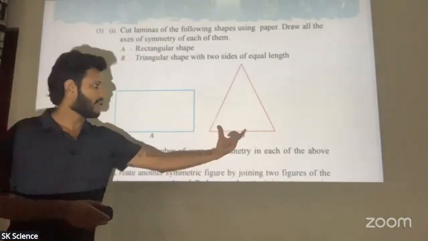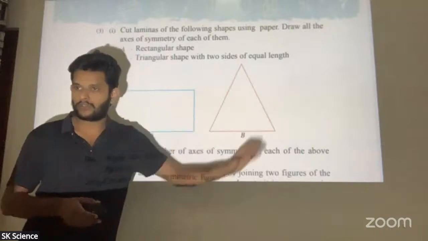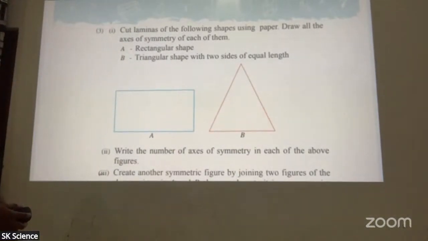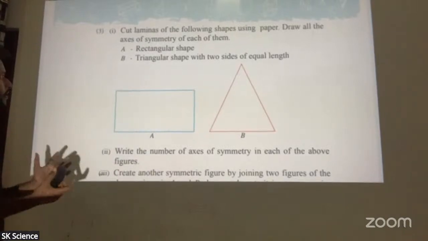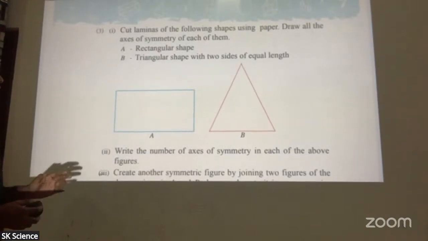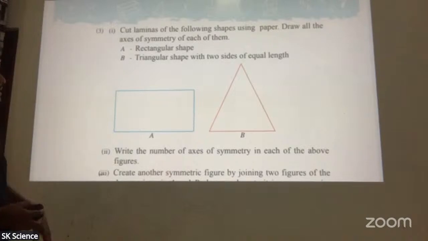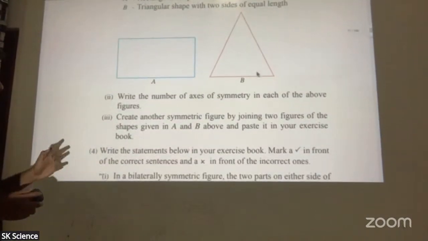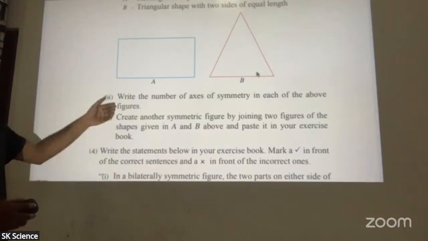No, this length is short and these two are long. So cut out the shapes using paper and draw all the axes of symmetry of each of them. Then A, B, rectangular shape, and write that all. It is easy. You have to cut that then and write the number of axes of symmetry. Can you write? You can write.